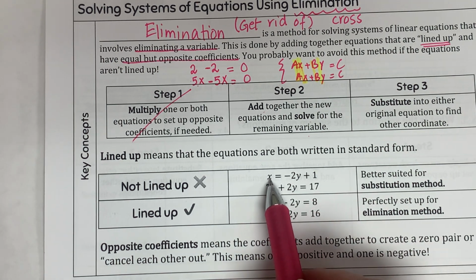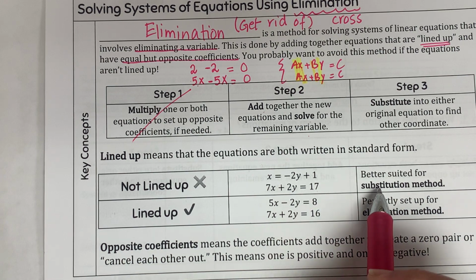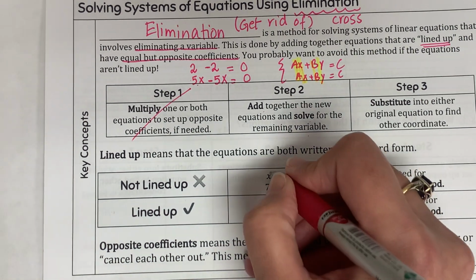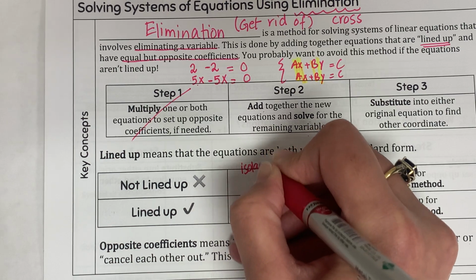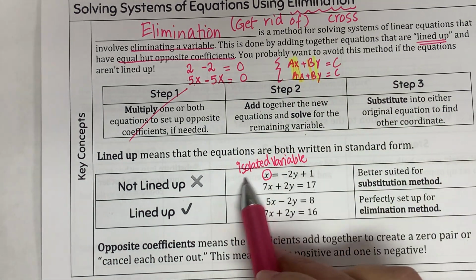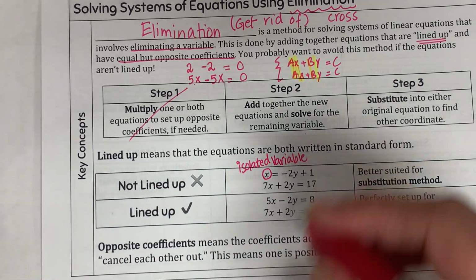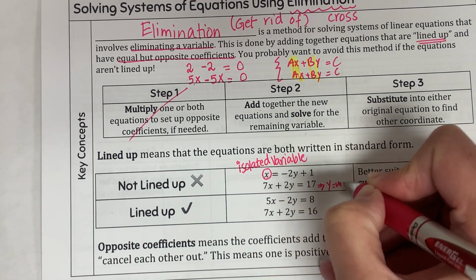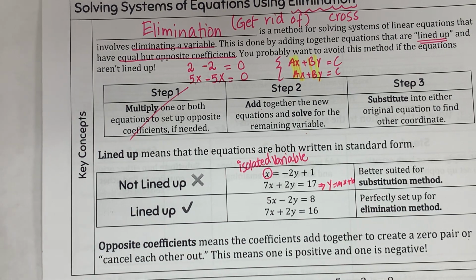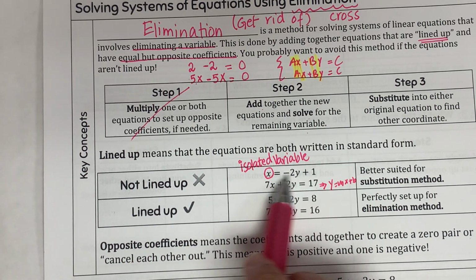If you notice over here, the first equation is x equals negative 2y plus 1, and the second is 7x plus 2y equals 17. So this one is really good for substitution. Why? Because I have this isolated variable with the coefficient of 1. The best method over here is substitution. But you can also use graphing and make the equation y equals mx plus b, and then use graphing over there. You can graph by hand or by calculator. You won't be able to graph the first equation by hand, but if you're using the calculator, this would work.